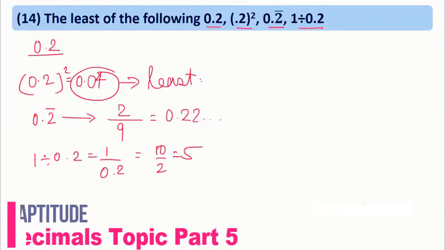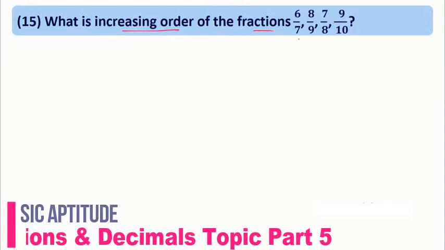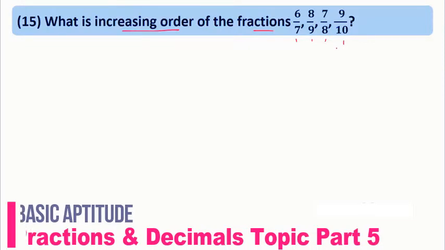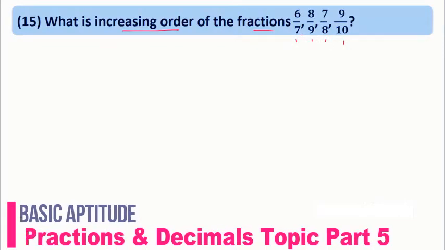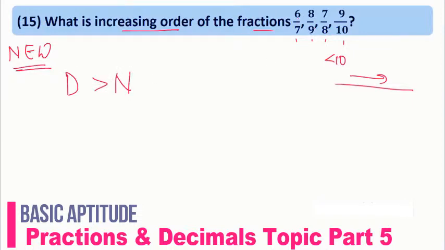Okay. Question number 15. What is the increasing order of the fractions 6 by 7, 8 by 9, 7 by 8, 9 by 10? Now over here take a careful look. Here denominators are less than 10, so you can simply divide and find the answer, and arrange them in increasing order. But let us learn a new trick over here. If you observe closely, you will see that in all 4 fractions, the denominator is always greater than the numerator.